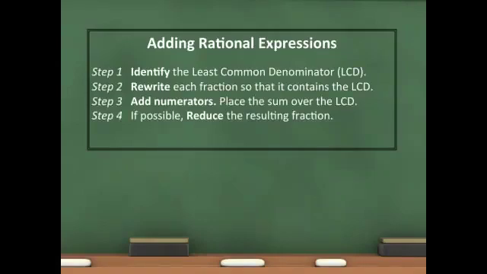To add rational expressions, you should identify the least common denominator, LCD, rewrite each fraction so that it contains the LCD, add numerators placing the sum over the LCD, and if possible, reduce the resulting fraction.